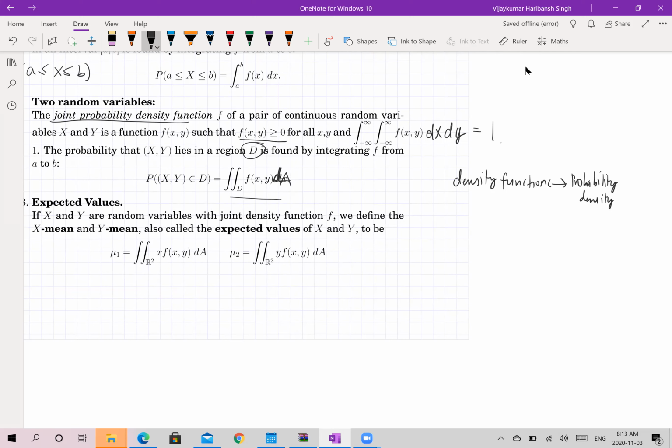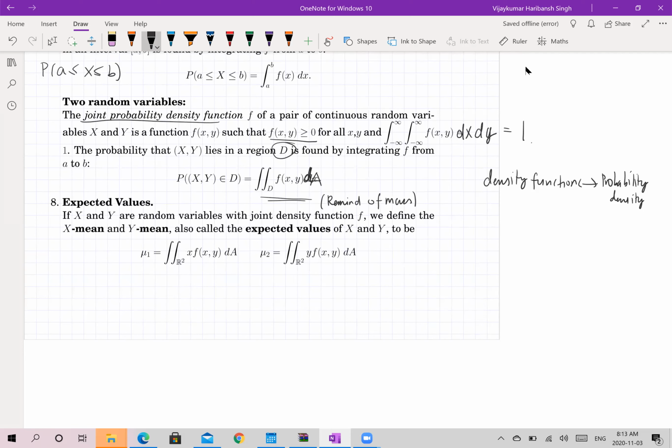And then this integral should remind you of what? Remind of mass. The first moments are also so-called the expected values of x and y. And the second moment basically gives you the variance, and so on and so forth.